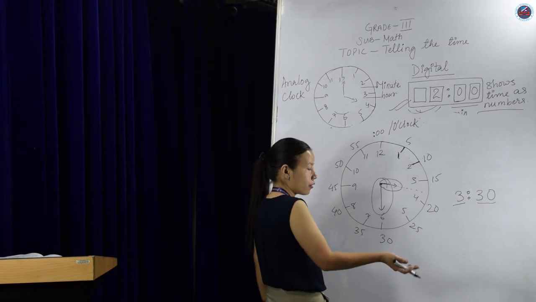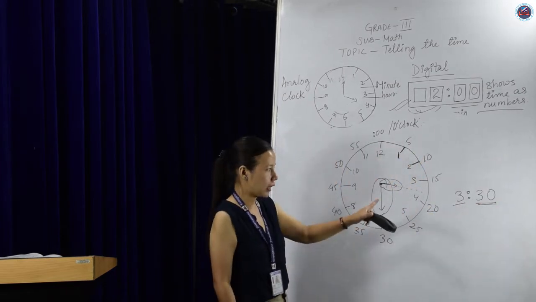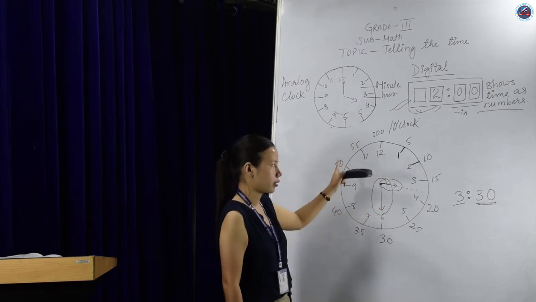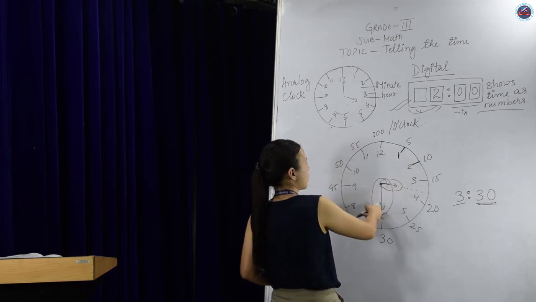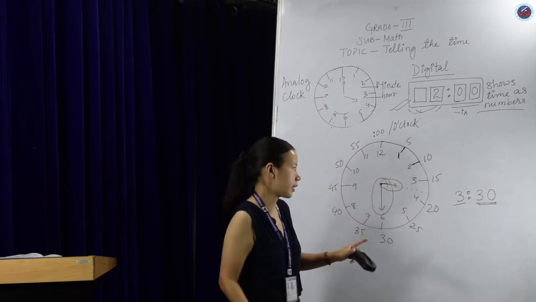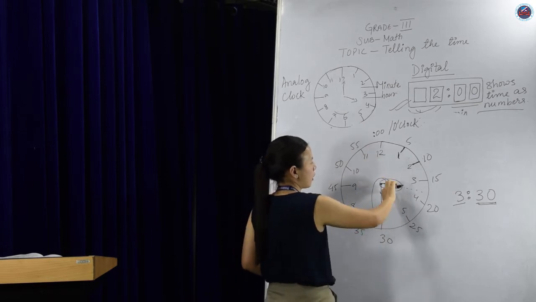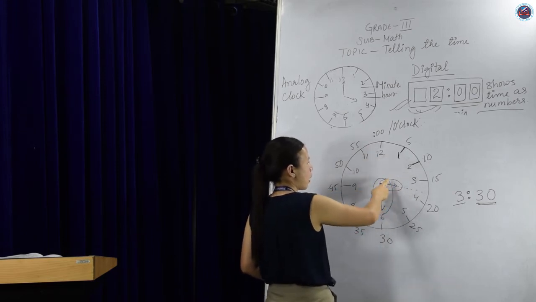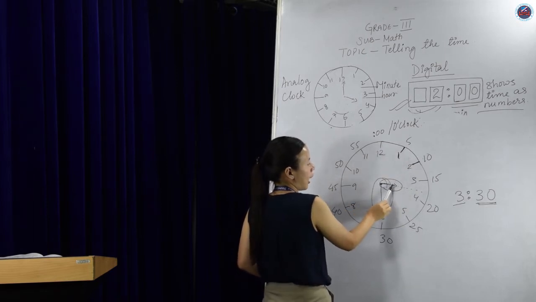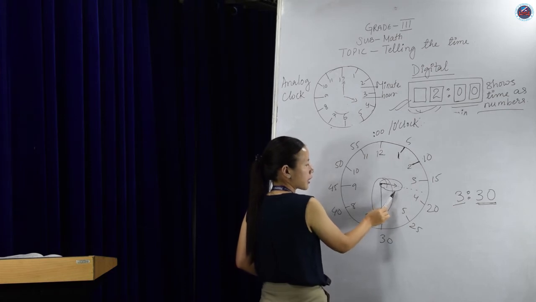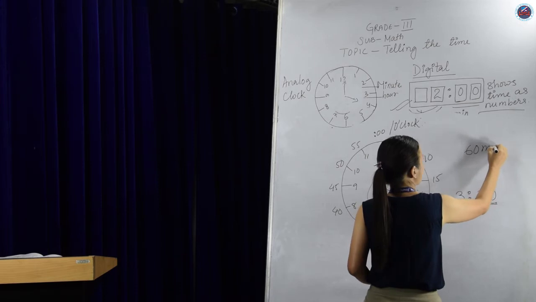Now, there is another way to write this 30 minutes. We know that in 1 hour, when the long hand makes one complete round, it makes 60 minutes. That is 1 hour. That means when the long hand moves one complete round, the short hand, that is the hour hand, moves to the next number, that is 1 hour. That is, we know 60 minutes.